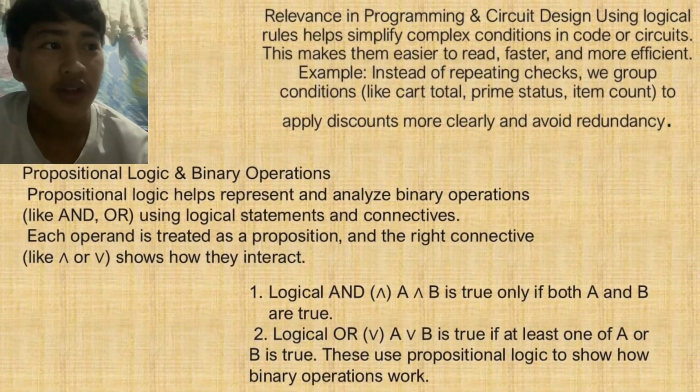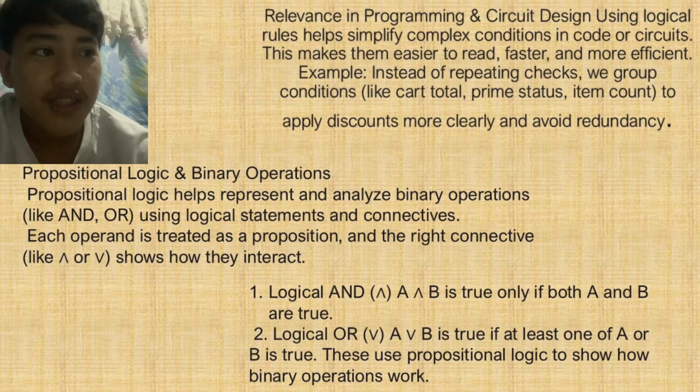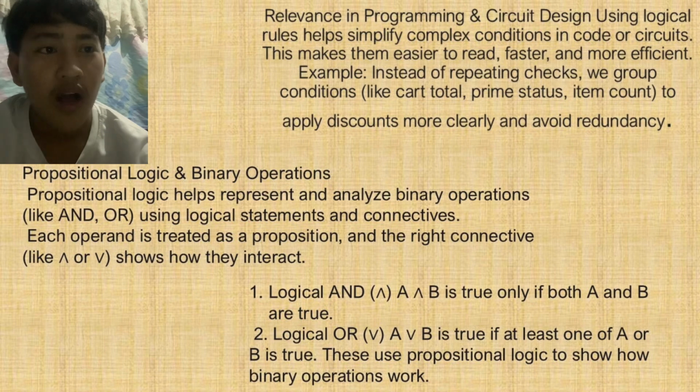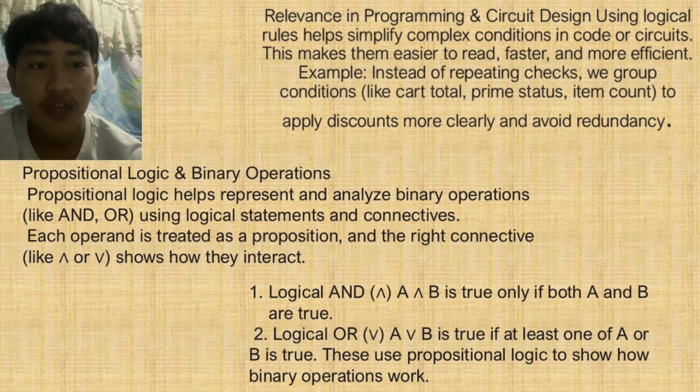Relevance in programming and circuit design: using logic rules helps simplify complex conditions in code or circuits. This makes them easier to read, faster, and more efficient. Example: instead of repeating checks, we group conditions like cart total, prime status, and item count to apply a discount more clearly and avoid redundancy. Propositional logic and binary operations. Propositional logic helps represent and analyze binary operations like AND and OR using logic, states, and connectives.